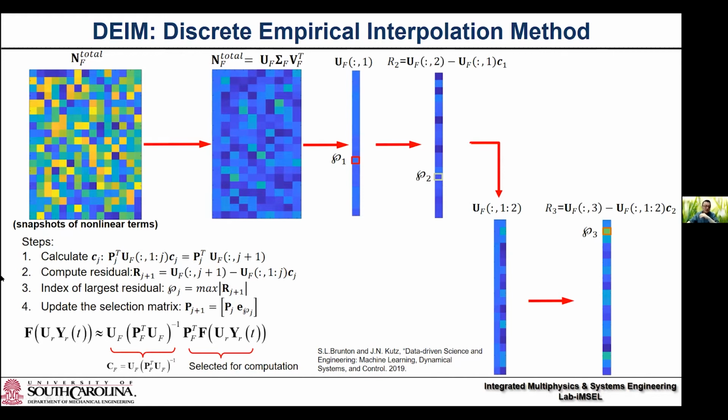Once you have these locations, the nonlinear term can be calculated very easily, because this part can be calculated offline. In other words, during the online simulation, you don't need to calculate it again. It can be calculated before the ROM simulation. Only this part, the selection matrix as I mentioned, includes the important locations. So you only need to calculate the nonlinear terms at the important locations, and the computational cost will be very low. This is already pre-computed offline, so the entire nonlinear term can be computed very easily.